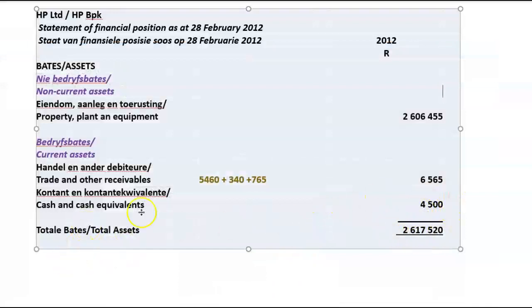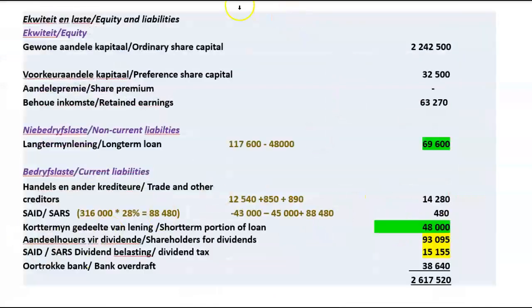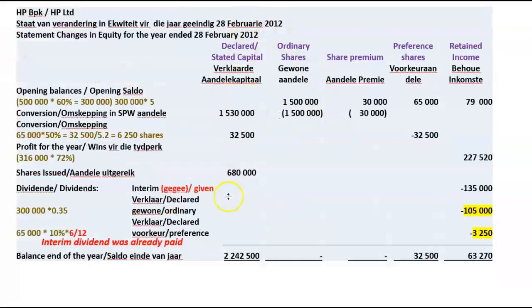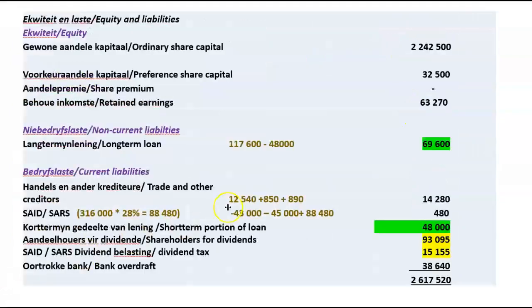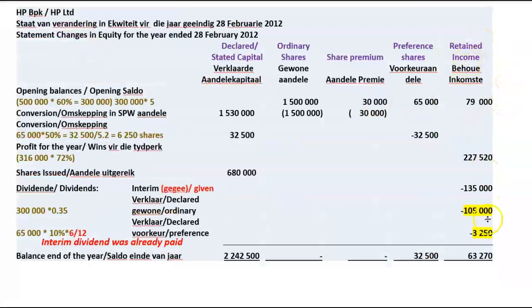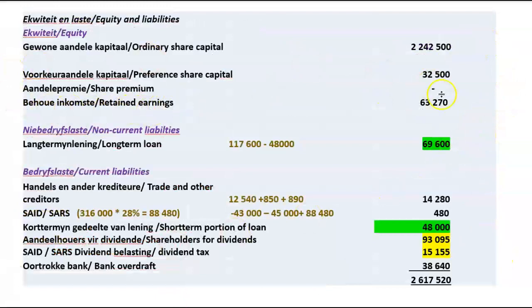Total assets, 2617520. When we go to our equity and liability side, ordinary share capital. Now guys, that is why I need my totals. Ordinary share capital, 2242500. The next one, 10% preference share capital, 32,500. And the last one is my retained income, 63,270. Retained income or earnings, 63,270.